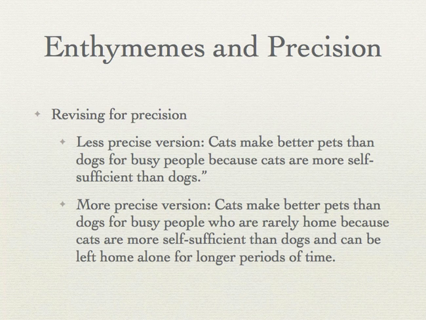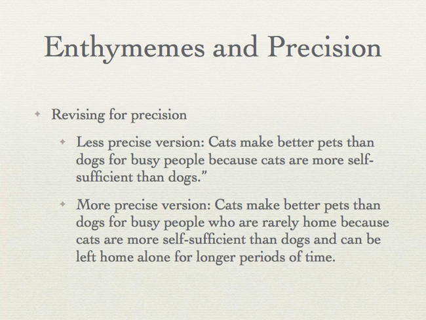And so the enthymeme, cats make better pets than dogs for busy people because cats are more self-sufficient than dogs, is a less precise version of the argument. It can be refined to be more precise. It limits the criteria and gets more specific about the context in which the argument is being made, and it gets more precise about the conditions under which a cat would make a better pet than a dog for certain types of people, for certain types of lifestyles.